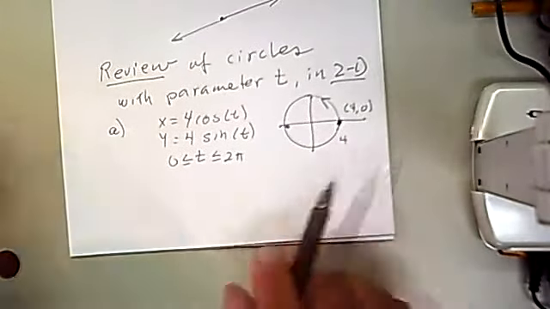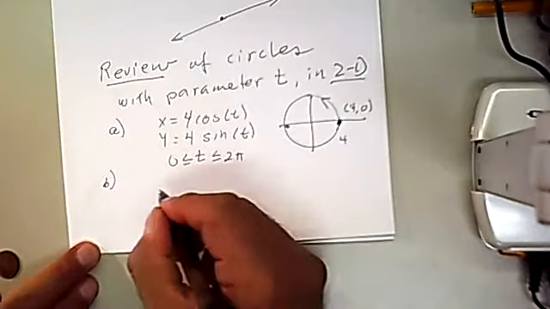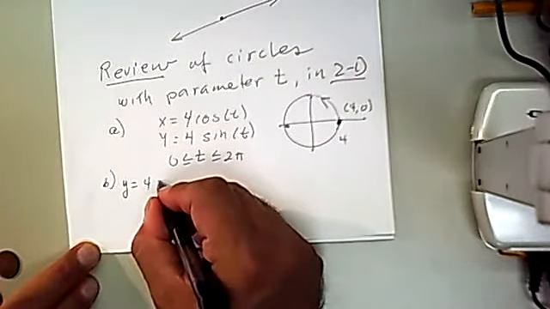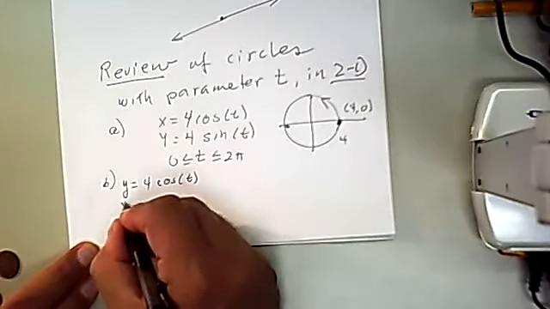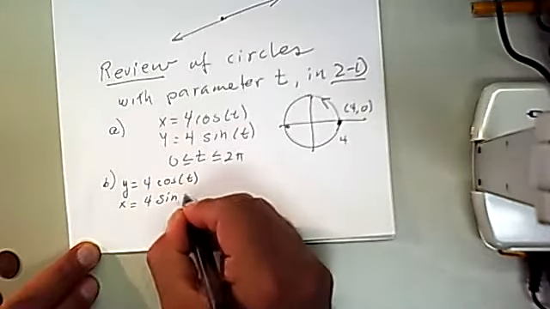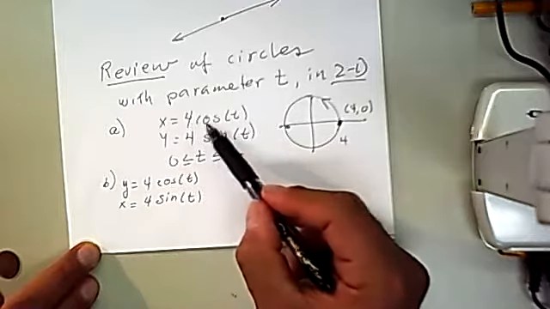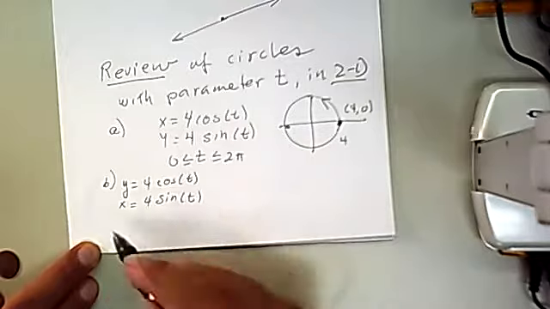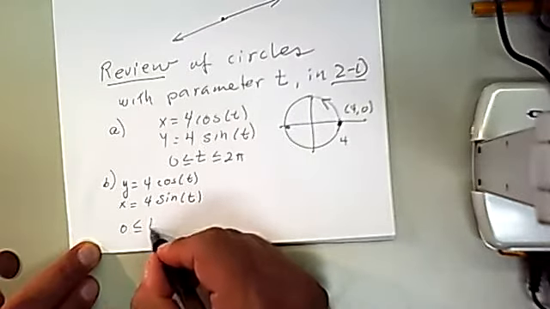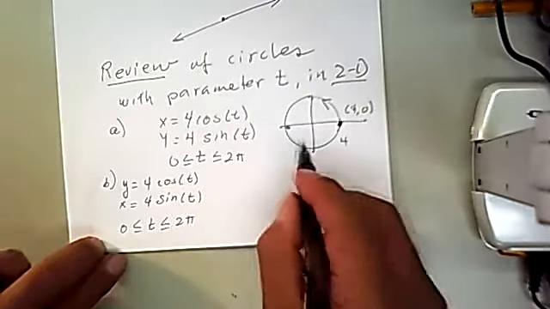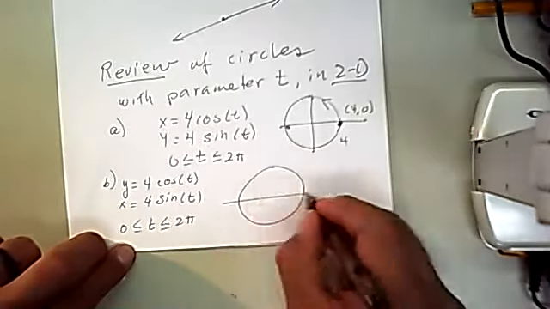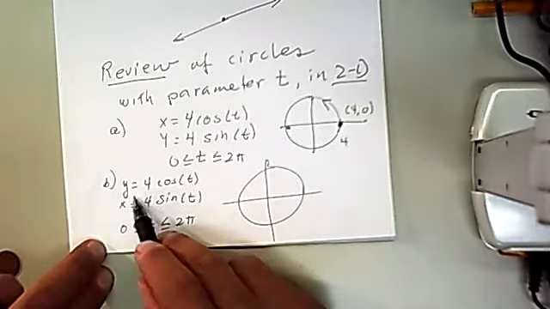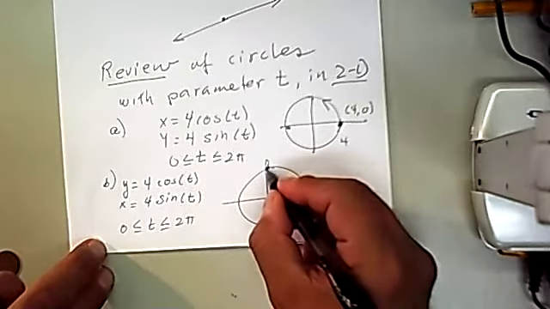So if we invert, let's call this example B, y is 4 times cosine of t, and x equals 4 times sine of t. So in example A, x was the cosine. Now y is the cosine. And again, 0 is less than or equal to t less than or equal to 2 pi. In this case, we have the same circle. But when t is equal to 0, the cosine of 0 is 1 times 4 is 4. So y is 4 and x is 0.